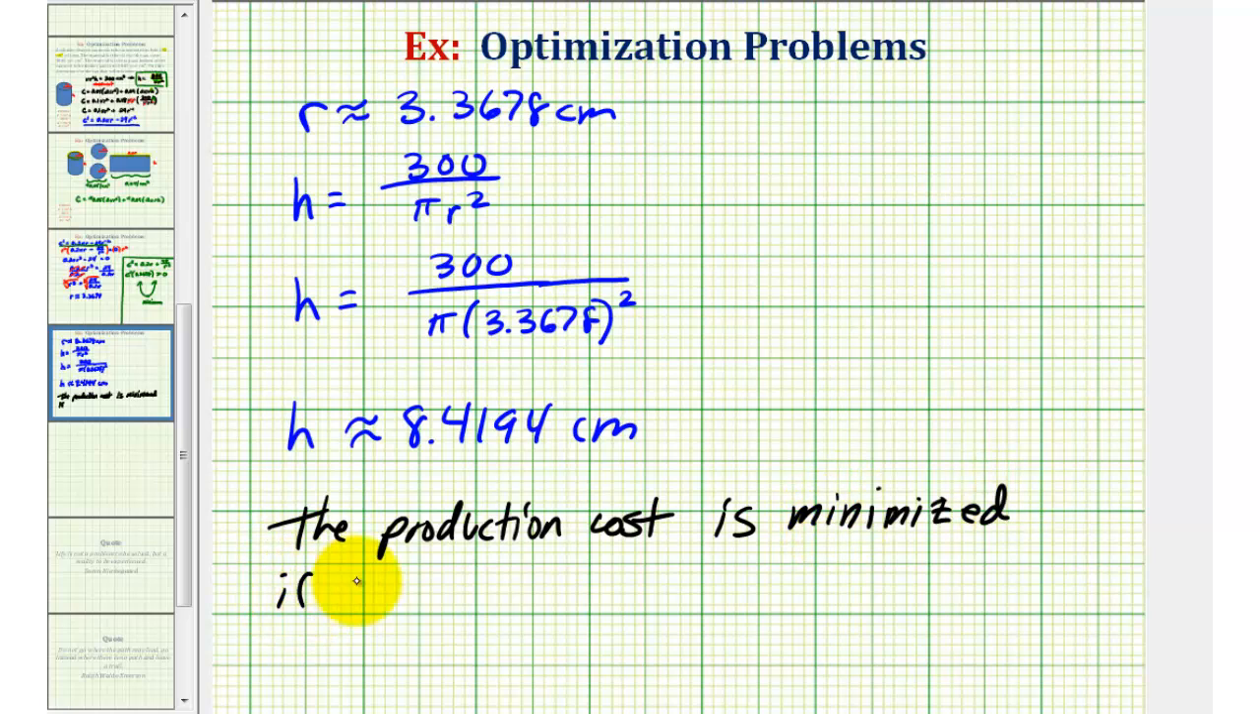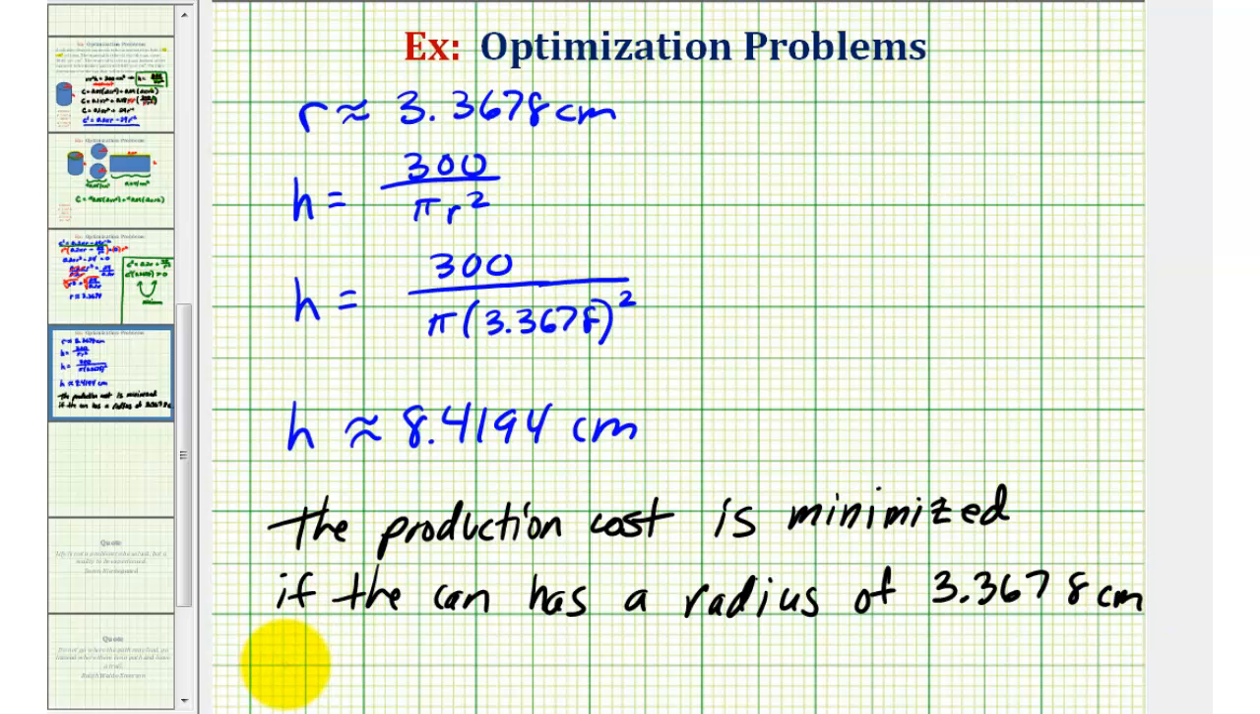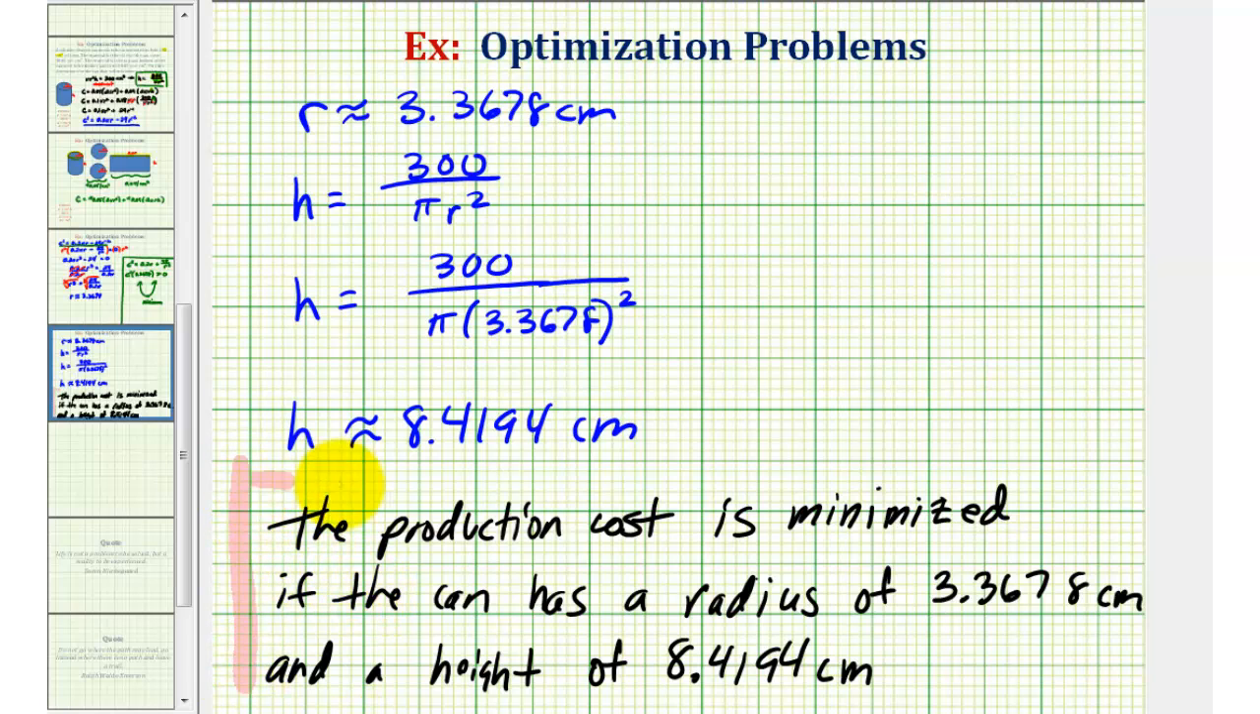So we know the production cost under these conditions is minimized if the can has a radius of 3.3678 centimeters and a height of approximately 8.4194 centimeters. Now, of course, if any of the conditions change, for example, if the volume changes, or if the cost for the side or the tops of the can change, the dimensions of the can that would minimize the production costs would also change. I hope you found this explanation helpful.